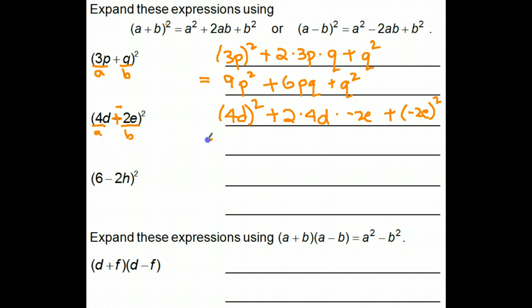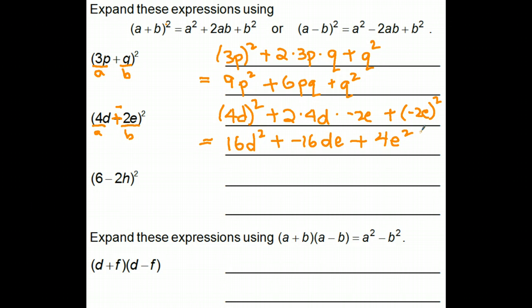Okay, now let's go ahead and simplify that. (4d) squared, well, 4 squared is 16d squared, plus 2 times 4 times negative 2. Well, 2 times 4 is 8. 8 times negative 2 is negative 16. d times e is de. And the last term, (negative 2e) all squared. Well, negative 2 squared is positive 4e squared.